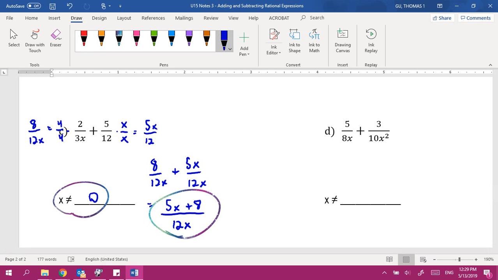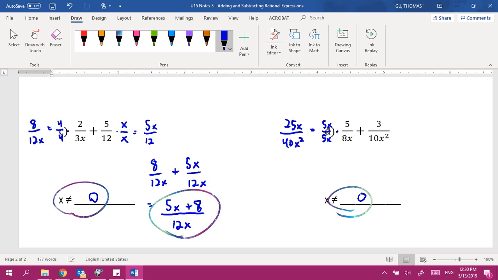And on to the last example in this section. What should x not equal in this last example, D? 0. And what is my least common denominator here going to be? 40x squared, right. So how do I get 8x to 40x squared? 5x over 5. Which gives me 25x over 40x squared. That's right.